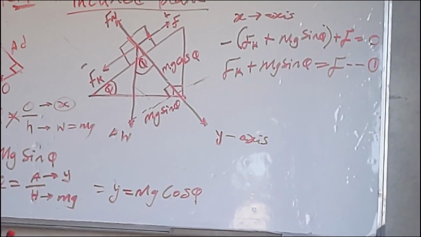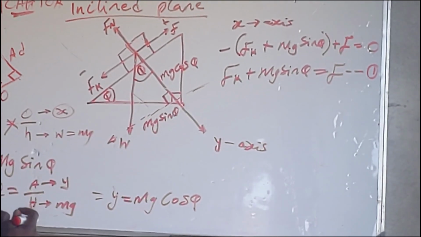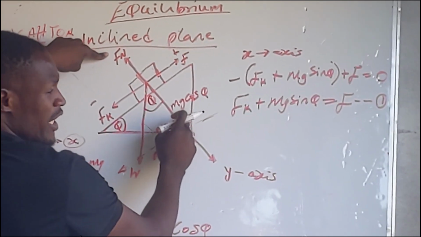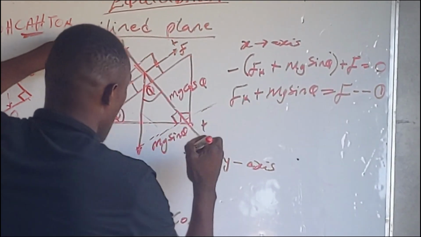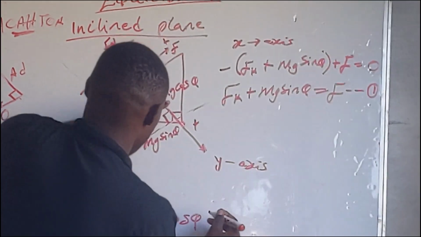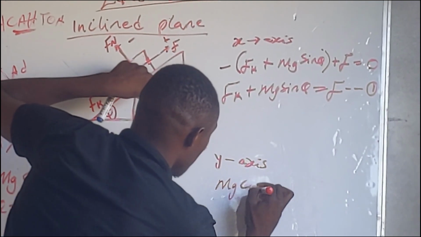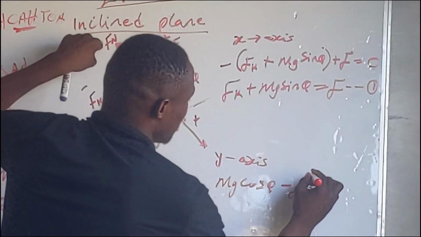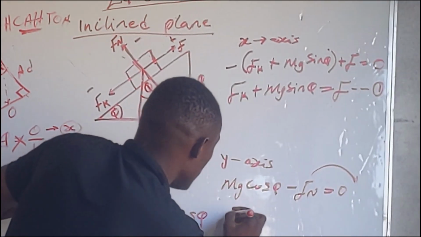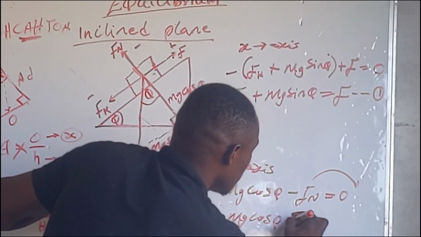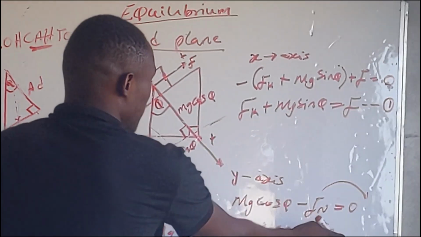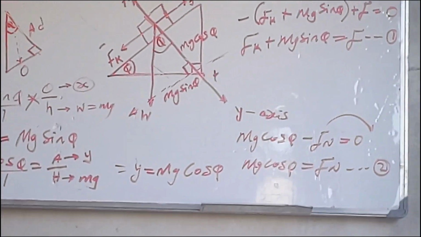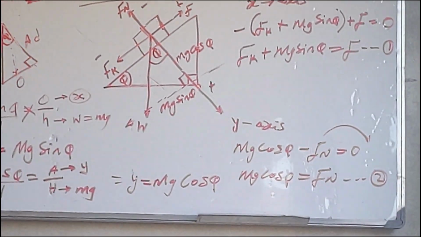Let's go ahead and talk about the equations in the y-axis. In the y-axis, we have the normal force and its opposing force, which is mg. So we assume that this is positive, this is negative. Therefore, we are going to say the positive mg cos theta minus the normal force is equal to 0. Then we can take the normal force to this side. Therefore, we are going to have mg cos theta is equal to the normal force. This is the equation that we have in the y-axis as our equation number 2. Now, let us play with the equations here.